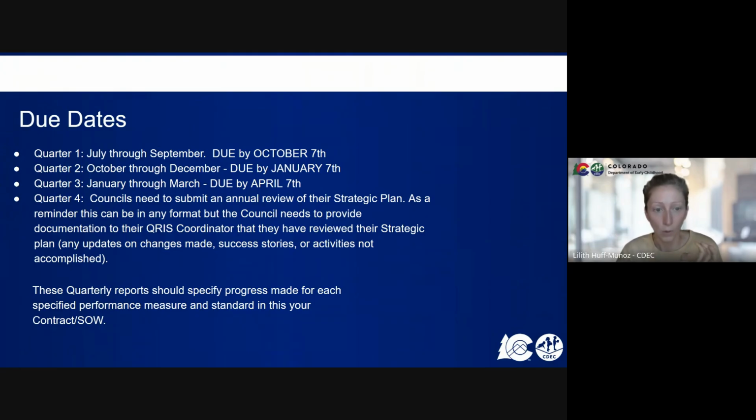Brief note on those quarterly reports, they should specify progress made for each of your specific performance measures. Those are in your contract and in your scope of work, basically your activities that you listed out for this funding. Each one of those that you've made progress on, or anything has changed or something has happened, you would be reporting that information in each one of those tabs for those quarters. And then I believe that's it, Charlie.